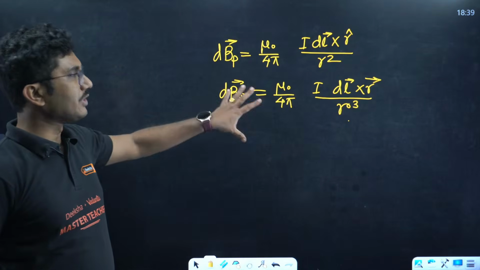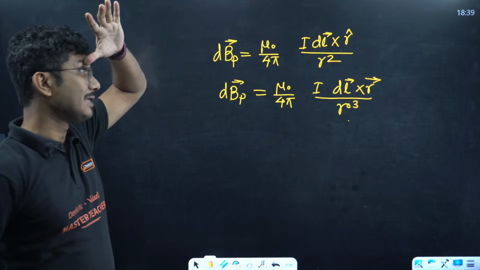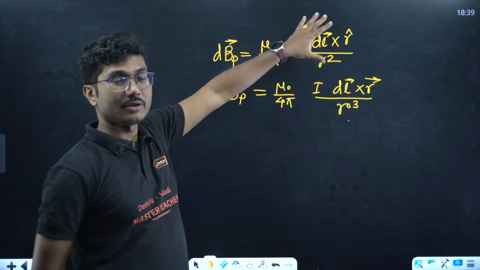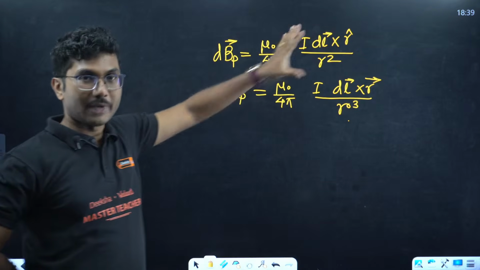Some books, some teachers follow this. I personally recommend this one. This one does not alter the value of r over here. That's why this is my recommendation.